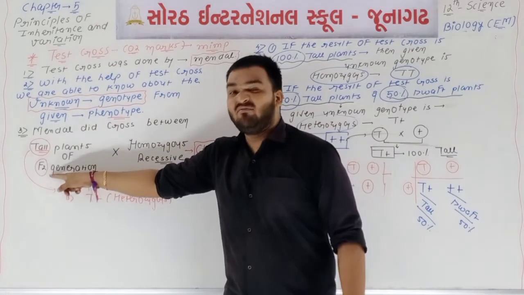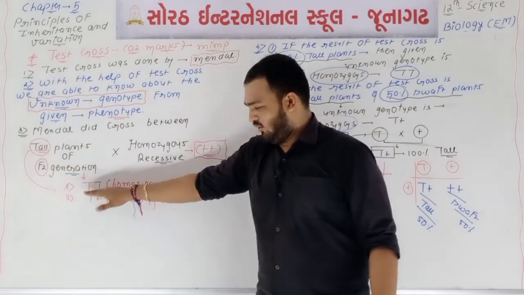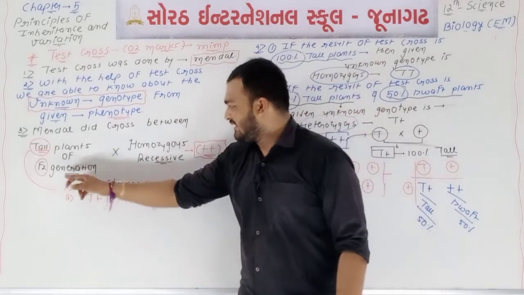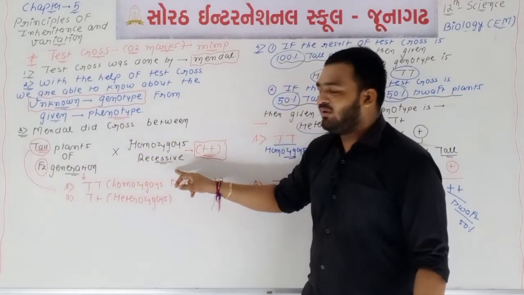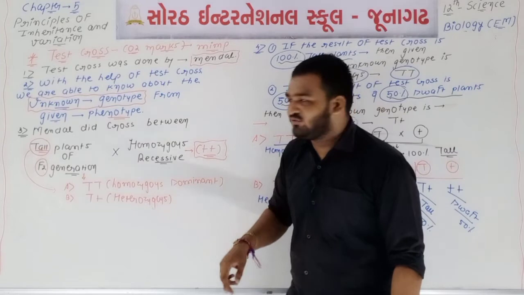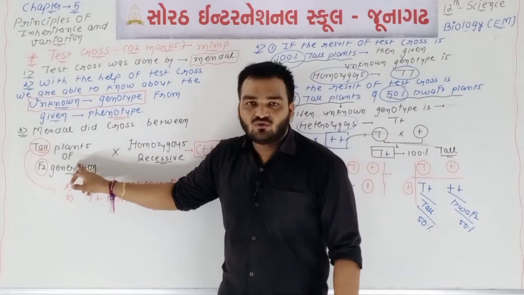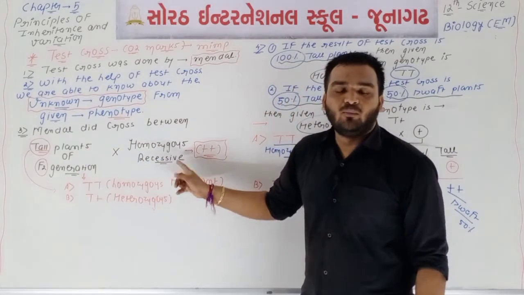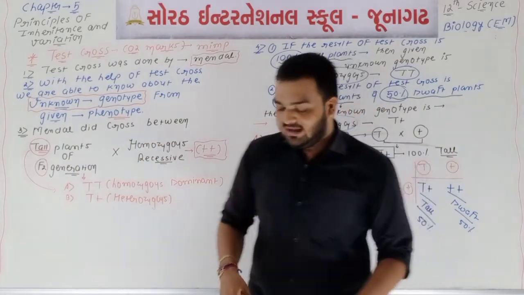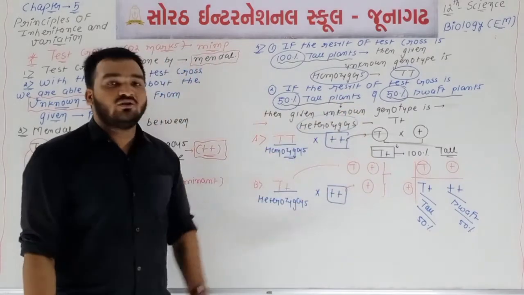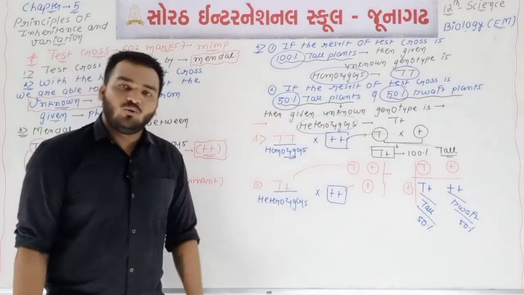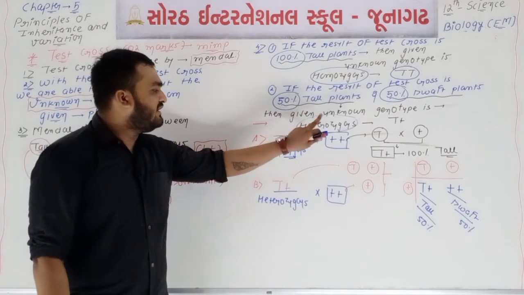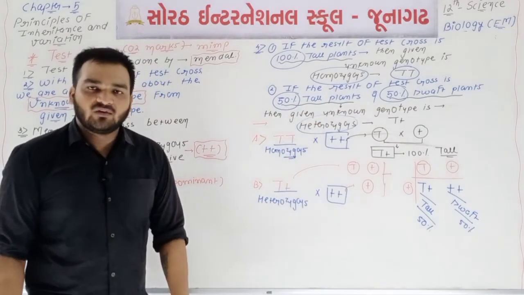If you are writing F1 generation, then only one option is there, because in F1 generation all plants are the same. In F2 generation, we cross the unknown plant with homozygous recessive, and two options are there. If 100% tall plants, then it will be homozygous, capital T capital T, and if 50% tall and 50% dwarf, then it will be heterozygous.